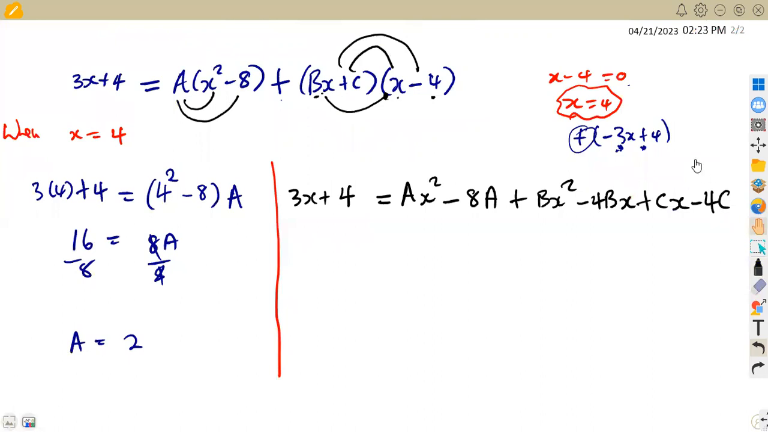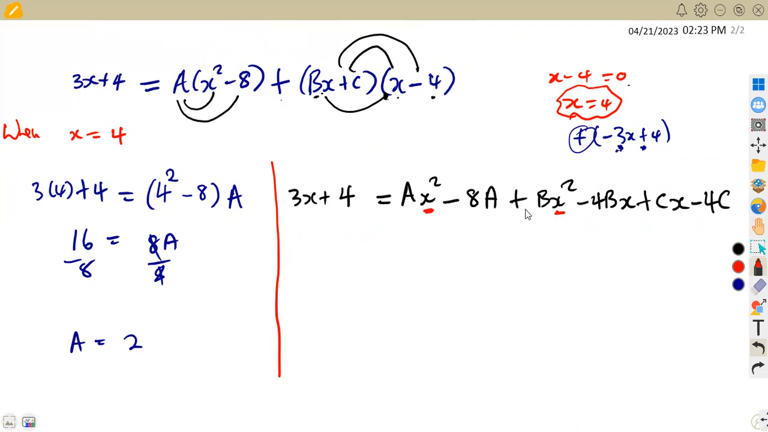So how are you going to obtain the values of a, b and c, which is the remaining? We equate the coefficients from the terms that we are given in this case. Okay, let's take this part that has got x squared.